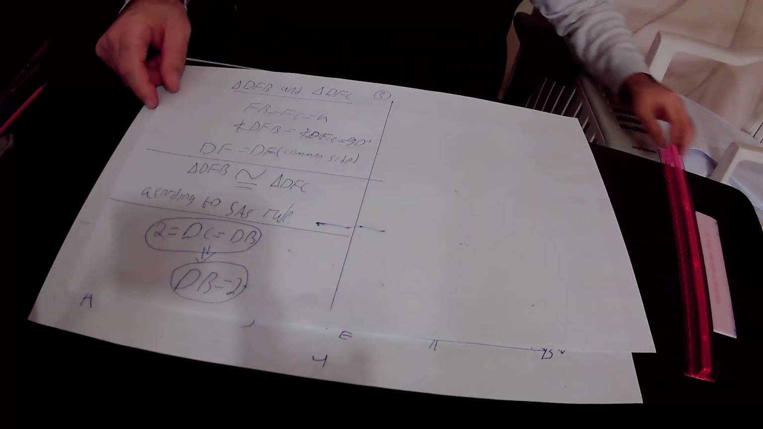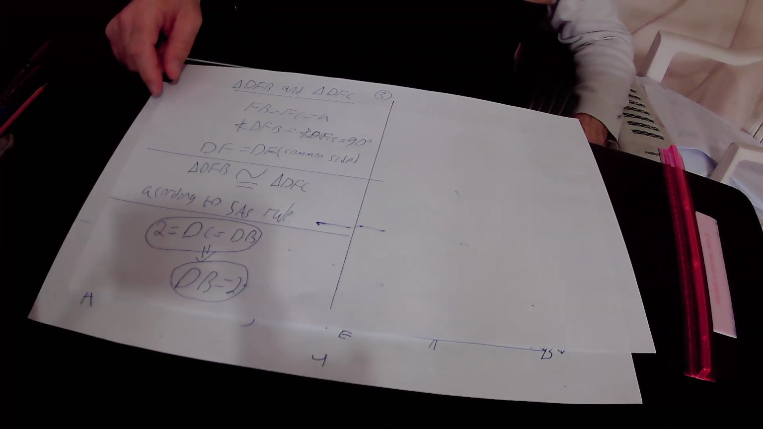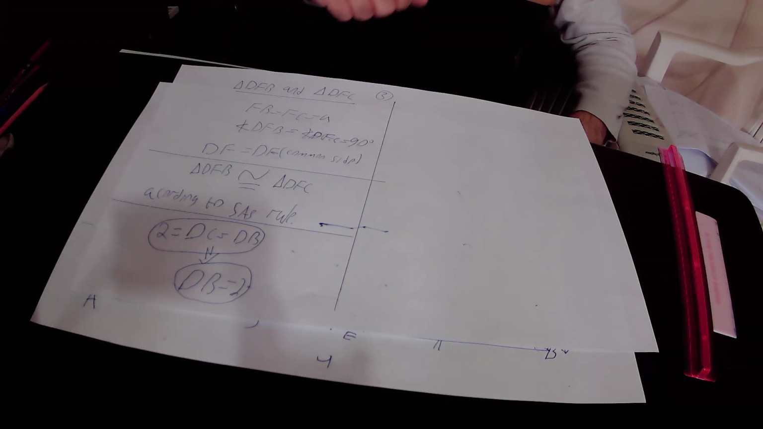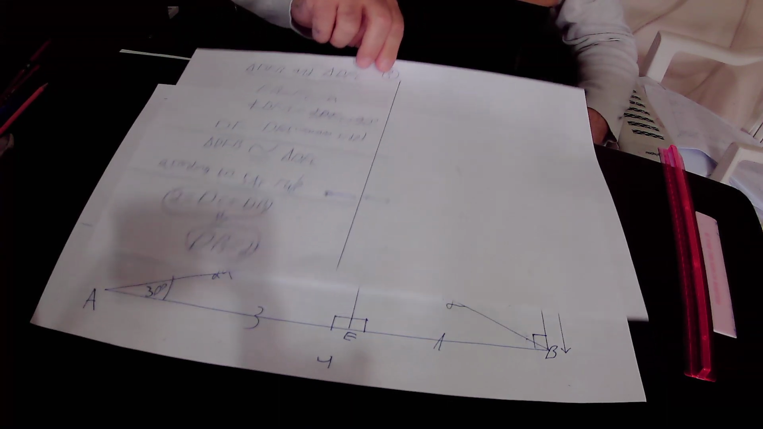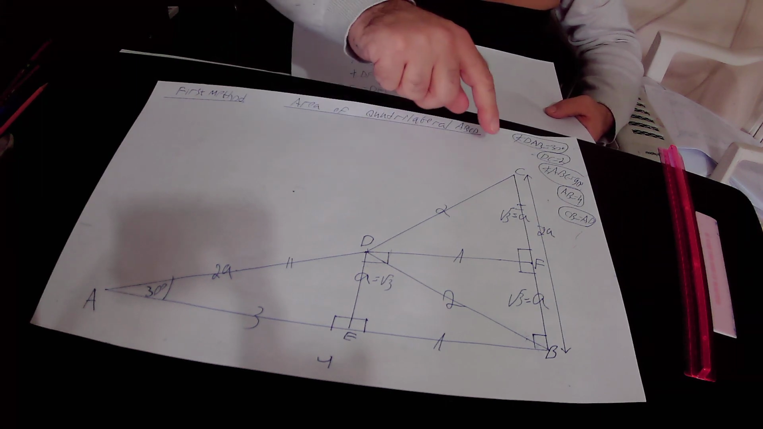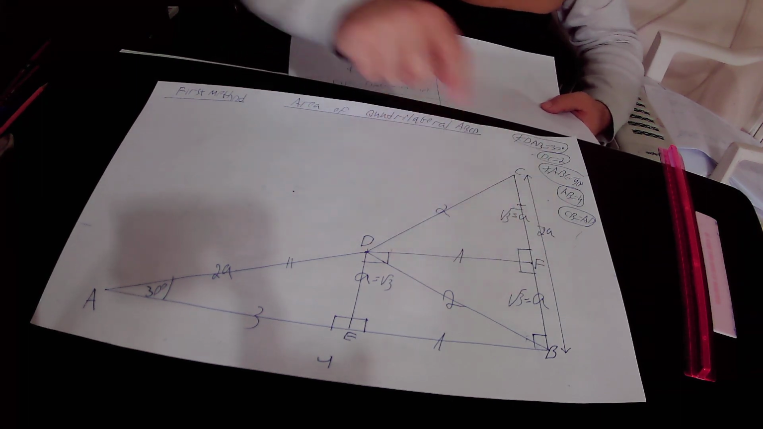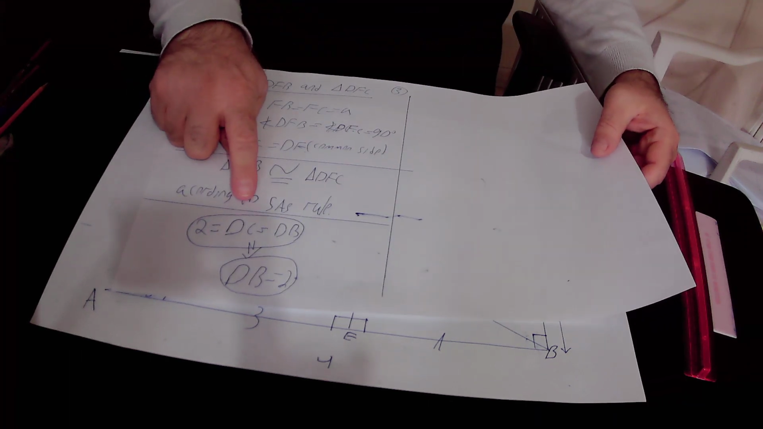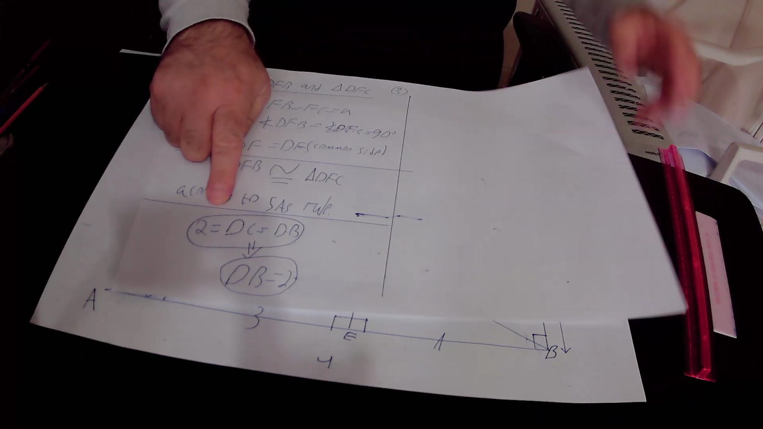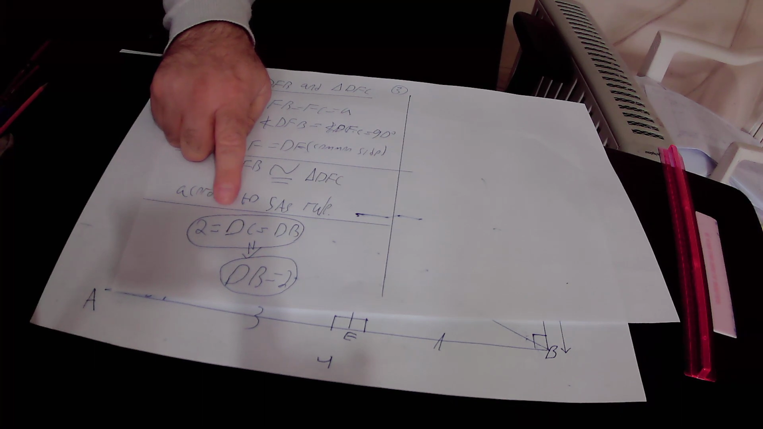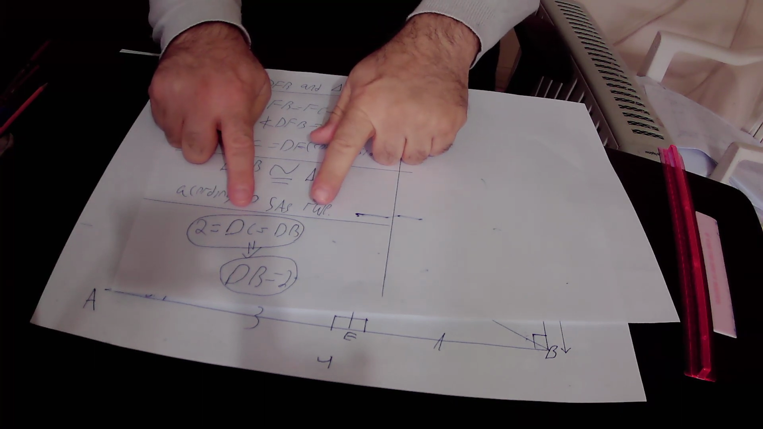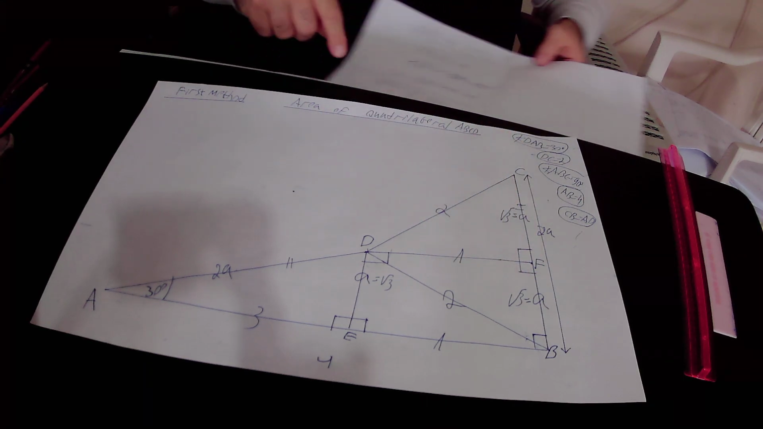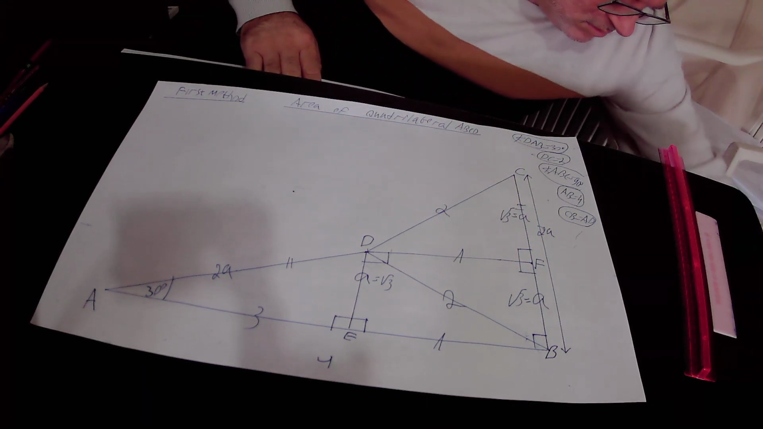And from the fact that they can go into each other, we conclude that DC equals DB according to the rule that corresponding sides in congruent triangles are equal to each other. DC equals DB. But according to what is given in the question, DC equals 2 units. From this equation we derive that DB also equals 2 units. Okay?